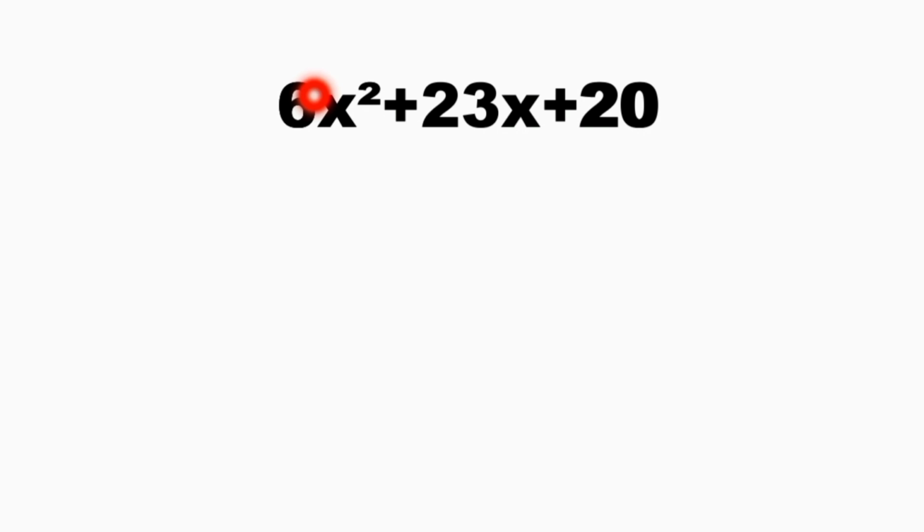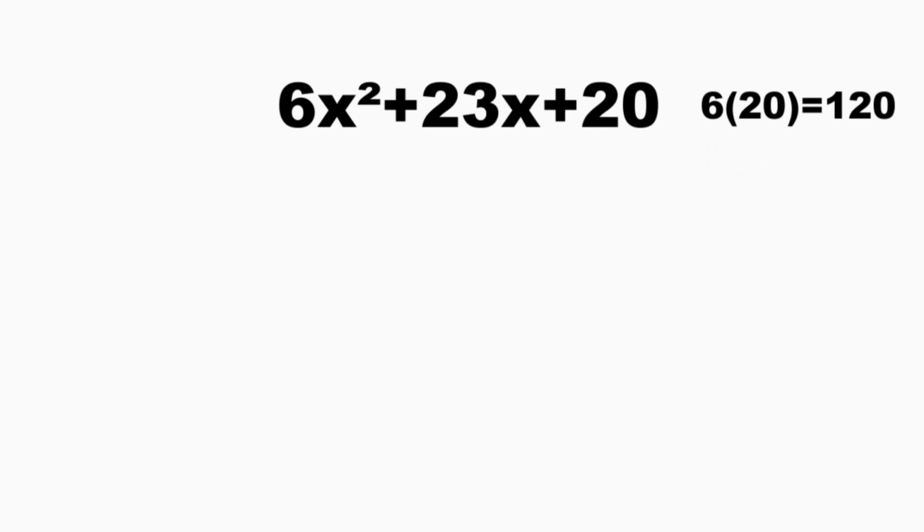Example, we have here 6x² + 23x + 20. Here we have 6 as a, 23 as b, and 20 as c. So to do the AC method, we have to multiply a and c. 6 times 20 is 120, and we have to find factors of 120 that can be added to give a result of 23.